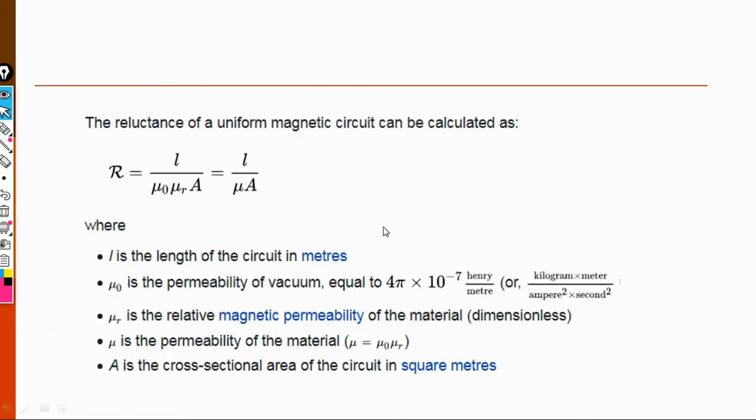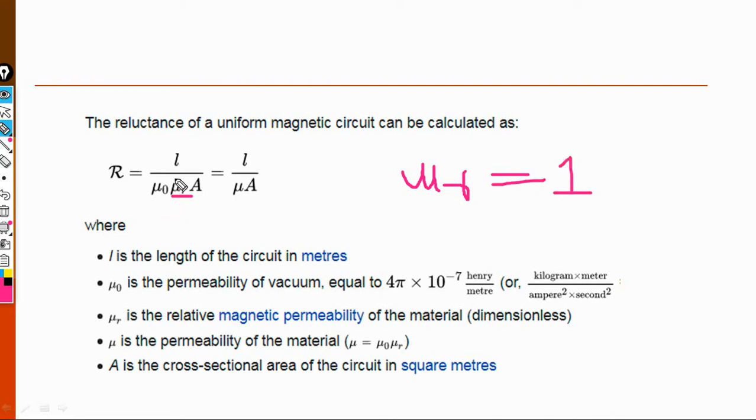Then reluctance present in magnetic circuit. The formula of reluctance in magnetic circuit is R is equal to L upon mu 0 mu R A. Then also the value of relative permeability, that is mu R. Mu R means relative permeability. Its value is unity, that is 1.